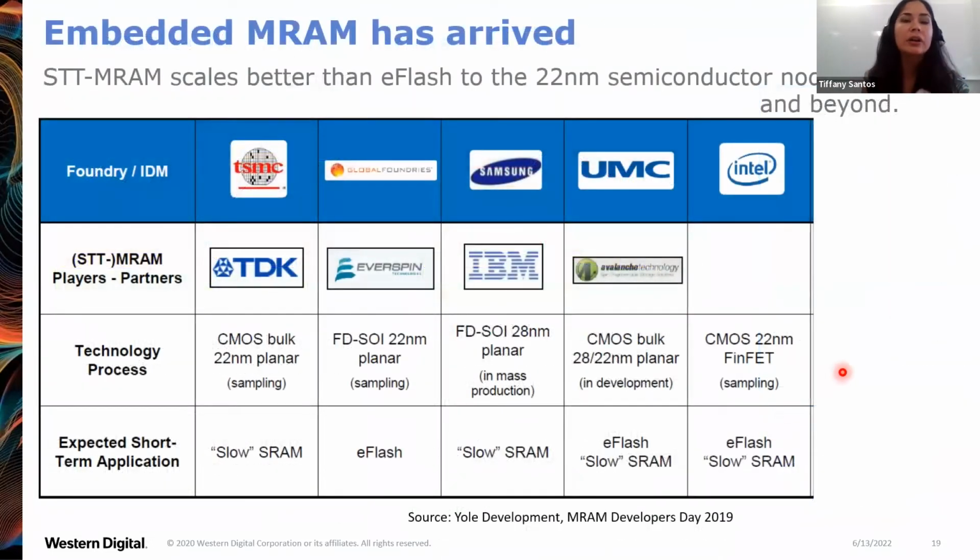And indeed, there are STT-MRAM products available now. They are embedded MRAM products, targeted to be a replacement for embedded flash because they scale better to the 22 nanometer semiconductor technology node and beyond, better than what embedded flash can do. So we have these major companies partnering with these major foundries to produce embedded MRAM products that are targeted to be an embedded flash replacement or slow SRAM. And that's happened just in the past 5 years.